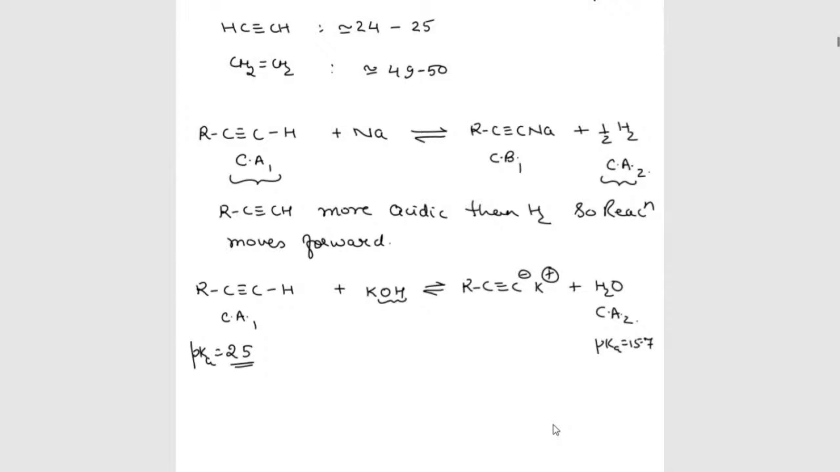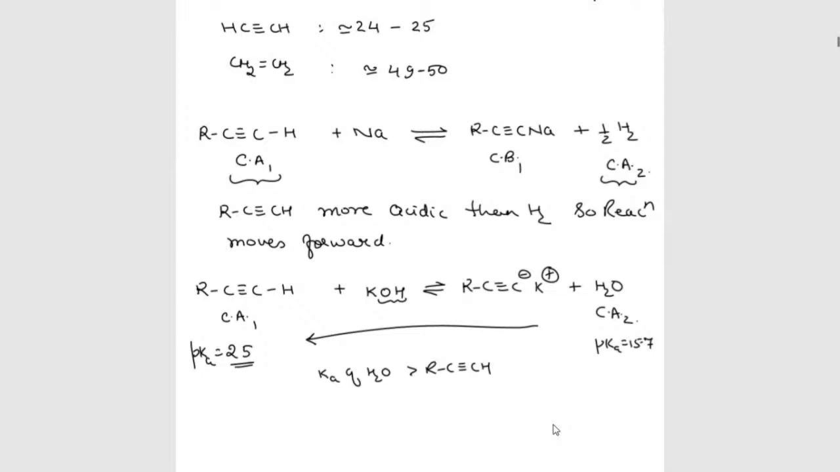Okay. So again, you can conclude Ka of water is greater than terminal alkyne. So reaction will definitely move backward. So my terminal alkynes cannot react like this with KOH. It is not a possibility. This is not going to happen, that my terminal alkyne can react like this. Is that okay till here?